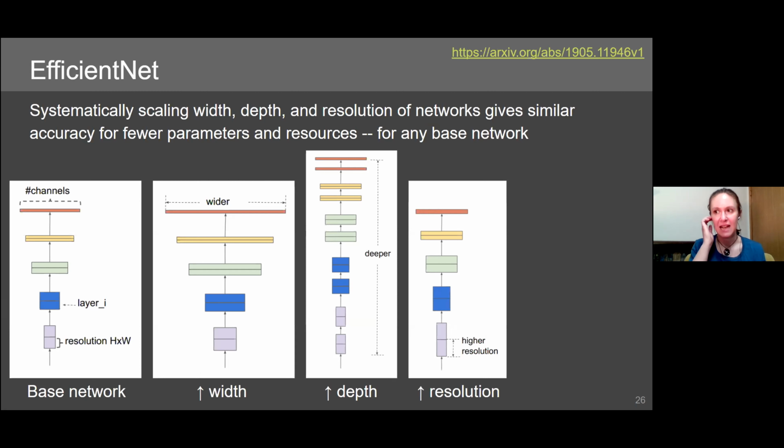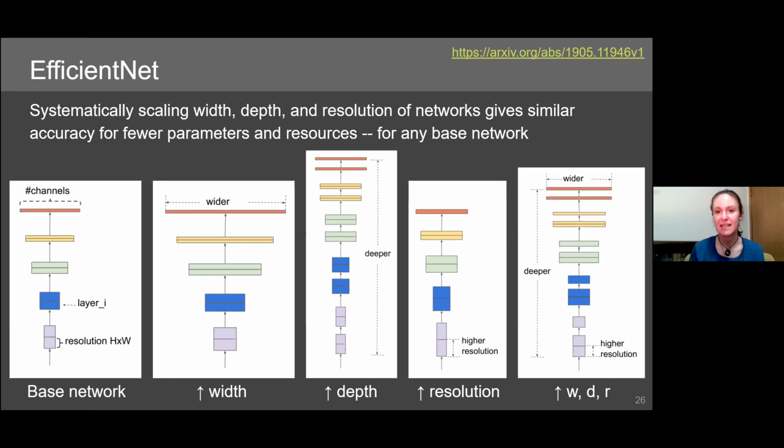But if you try to increase accuracy by just scaling one of them, eventually you reach diminishing returns. You scale it up, you double it again, but you don't get double the accuracy back from that. And so these researchers decided to try scaling width, depth, and resolution all proportional to each other. So they all increase at once in a coordinated way. And they figured that this would give you better or similar accuracy, but you'd need fewer parameters and fewer resources in order to do that.